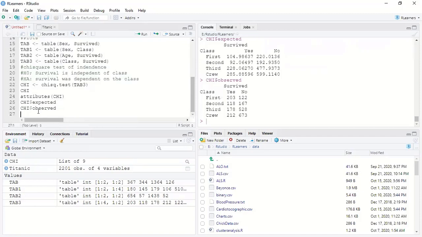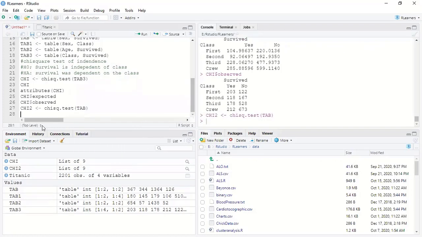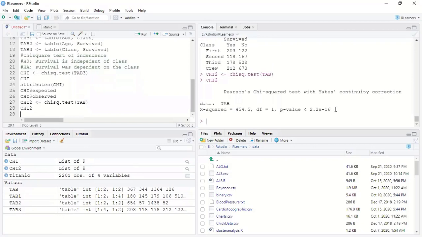So let's do another chi-square test, chi2. In this case, you're going to check whether your sex determined whether you survived or not. This is tab 1, the first one. Let's run that and see chi2. So if you are female, your chances of survival are higher than if you are male. So it is dependent on whether you are male or female.